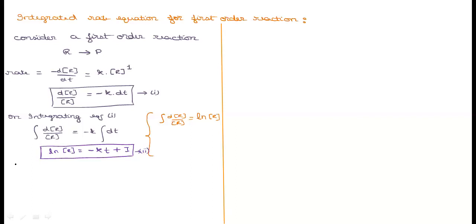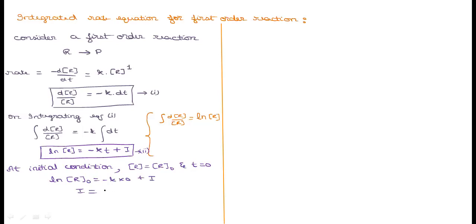Now whatever the solution obtained after integration, we'll assume that as equation 2. After getting the integration, we'll assume initial condition, that is to obtain the value of integration constant I. So where r is taken as r naught and t will be equal to 0, substituting that in equation 2, it is ln r naught is equal to minus k into 0 plus I, or I is equal to ln r naught. Now we have obtained the value of integration constant that we will substitute in equation 2.